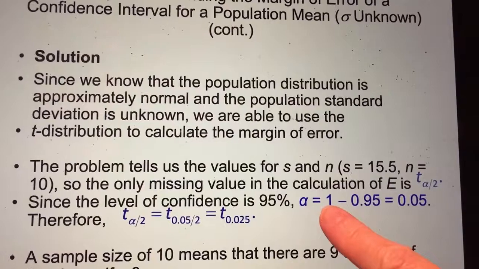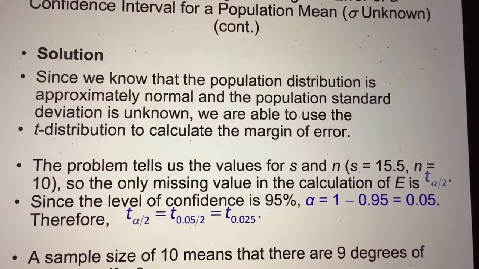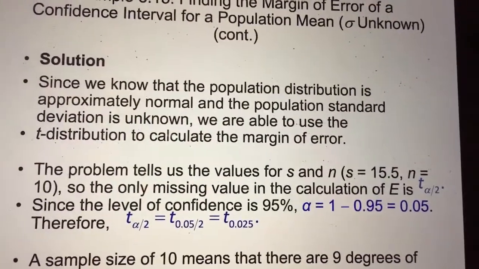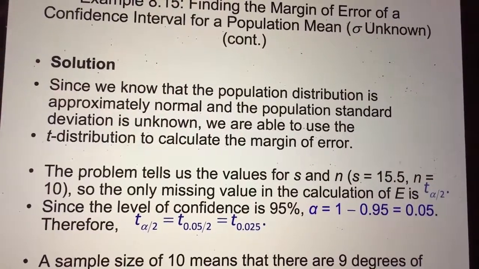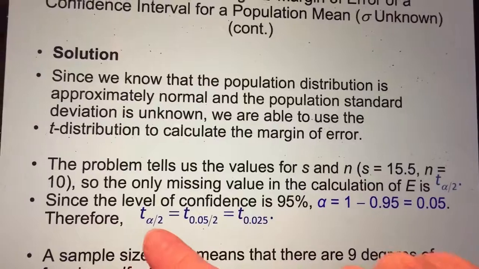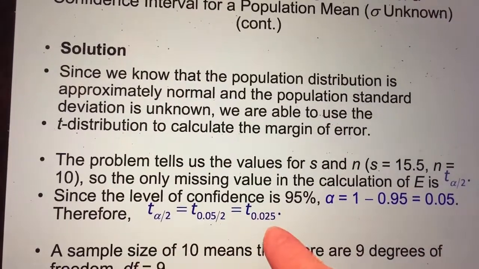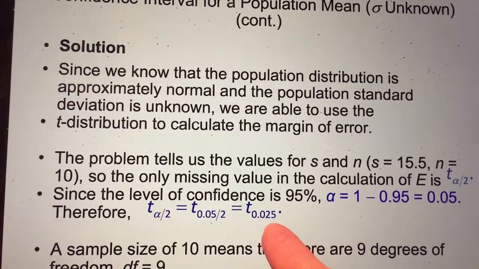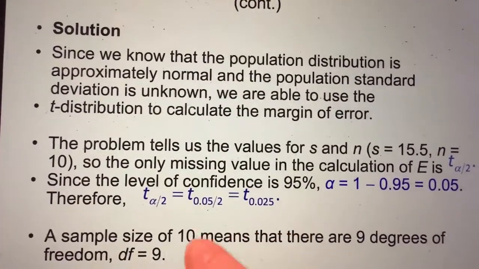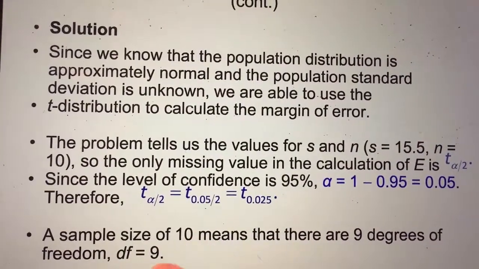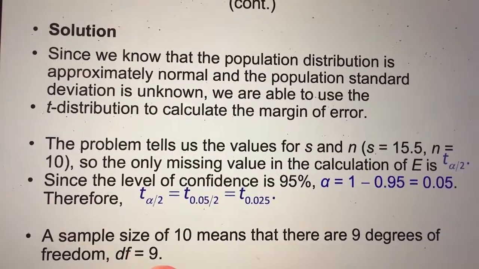Our alpha is 1 minus 0.95, and that's 0.05. So we're going to split that between the two tails. So our alpha over 2 is 0.025. We've already done this once. We're going to look up the t that goes with 0.025. And since we have a 10 for our n, the degrees of freedom is 9.